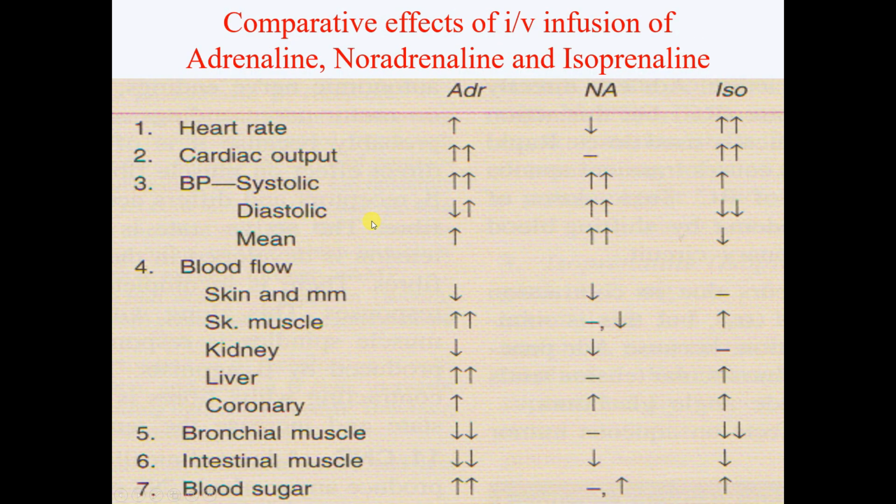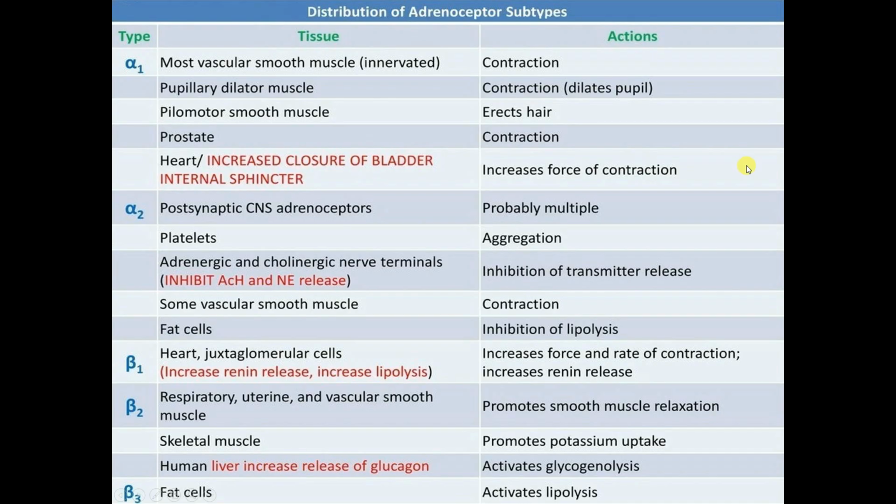Here you can see comparative effects of IV infusion of adrenaline, noradrenaline, and isoprenaline. For example, on heart rate, cardiac output, blood pressure, blood flow, bronchial muscle, intestinal muscle, and blood sugar. And here you can see summarized distribution of adrenoreceptor subtypes.